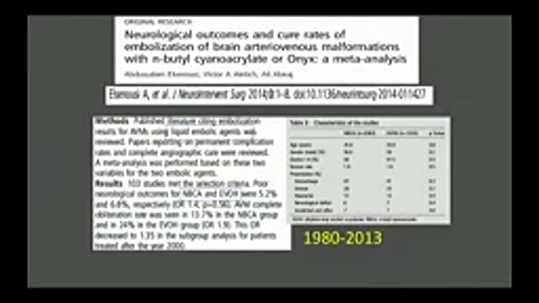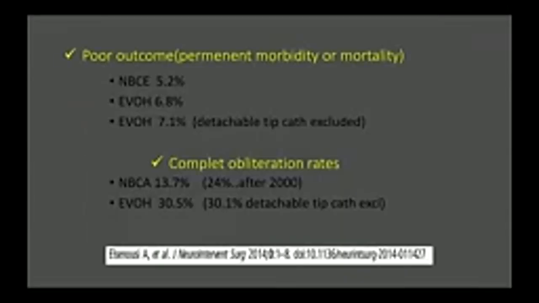Let's check the meta-analysis of the liquids on AVM. This is from 2008 to 2012, 13. Look at the complete obliteration rate. This is including all high grade and low grade. For NBCA, it is something like 13. For Onyx, it is around 30. And the poor outcome is something around 5 or 7. Is this a success?